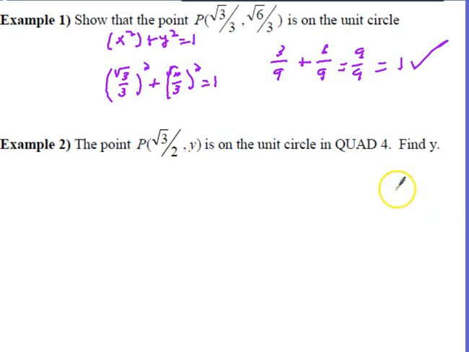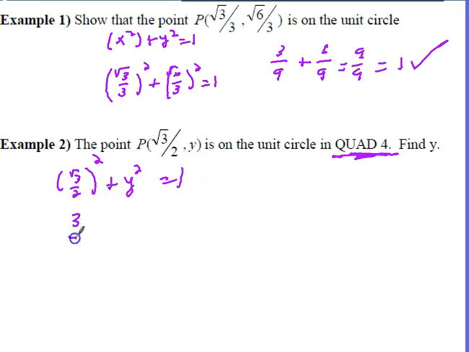Okay, so now it wants us to find the y-coordinate, and it says that it's in quadrant 4. So we'll talk about what that means here in a second. Okay, so we're going to do the square root of 3 squared plus y squared equals 1 squared, which is just 1. So now we're going to solve this.